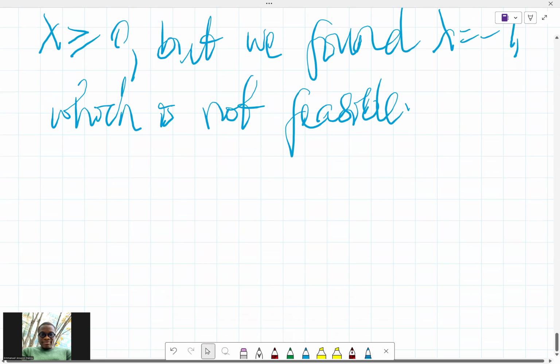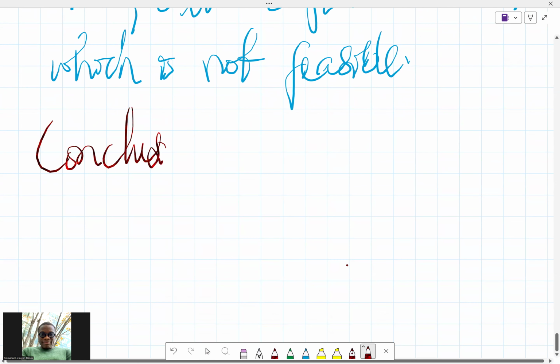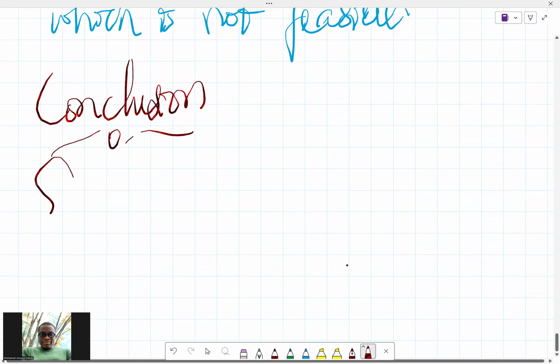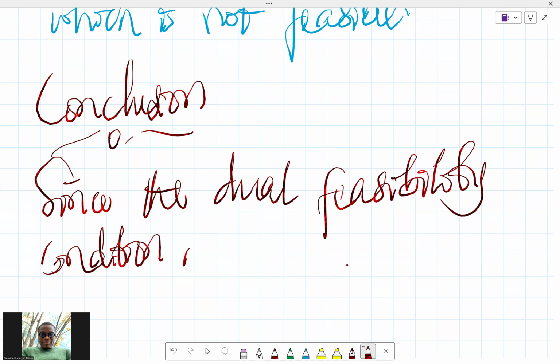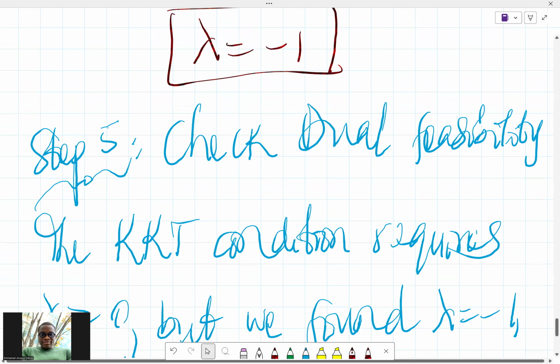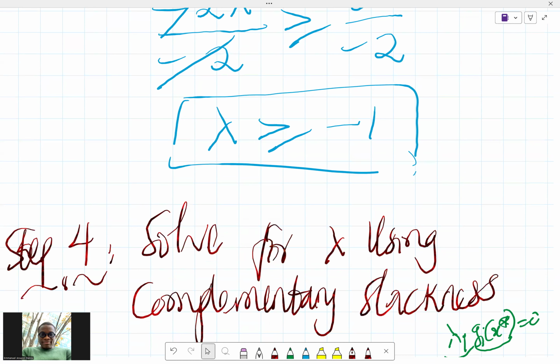Okay. Then we can conclude on that and say that in conclusion, since the dual feasibility condition is violated. In fact, I'm sure we didn't have to come this far to even decide, right? We already see here that lambda is, at the worst, equal to -1. And that already violates the fact that lambda should be greater than or equal to 0, right?